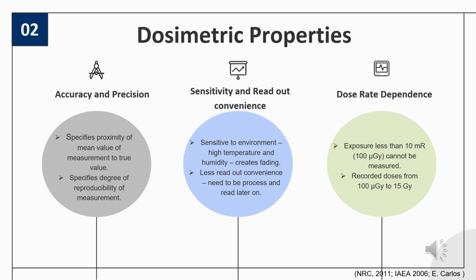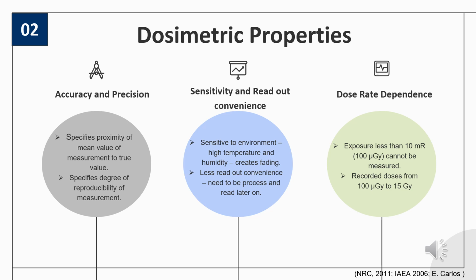Hi everyone. So regarding the dosimetric properties of the film dosimeter, firstly, a useful dosimeter must exhibit the properties of high accuracy and precision. Accuracy means that it specifies the proximity of the mean value of the measurement to the true value. Meanwhile, precision specifies the degree of reproducibility of a measurement of the film dosimeter.